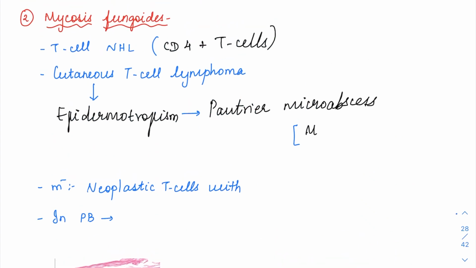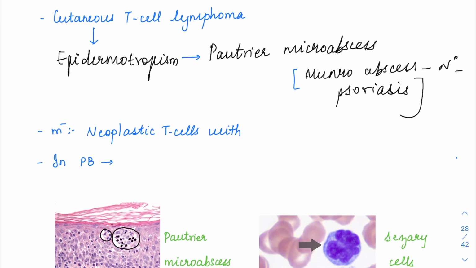So don't confuse it with the Munro's abscess. Munro's abscess is composed of neutrophils, and you are going to see that in psoriasis. So in the same epidermal location, if you have a collection of neutrophils forming an abscess, that is going to be called the Munro's microabscess seen in psoriasis. So it is different from Pautrier's microabscess seen in mycosis fungoides.